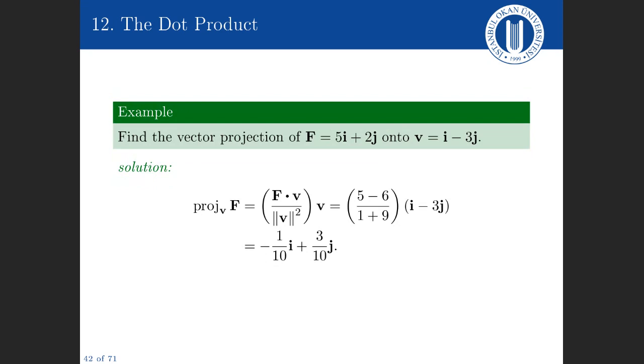Another example, find the projection of f onto v. We have our formula, f dot v divided by the norm of v squared multiplied by v. Put the numbers in. Please check that the answer is minus 1 over 10 i plus 3 over 10 j.